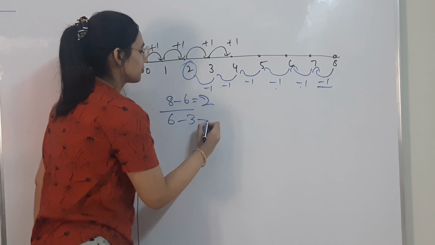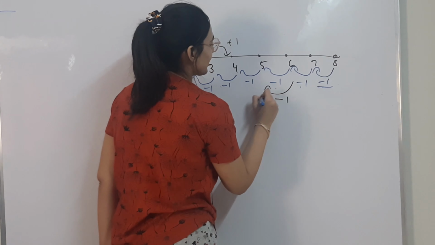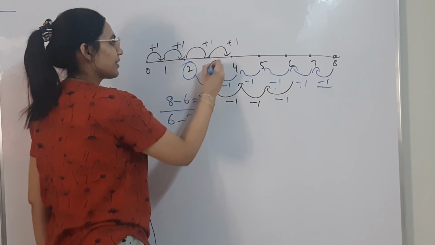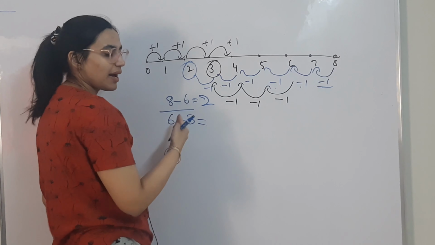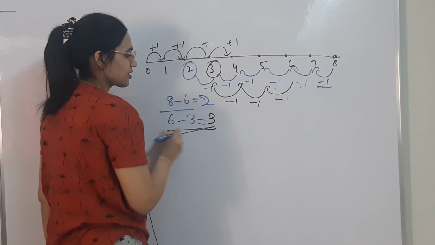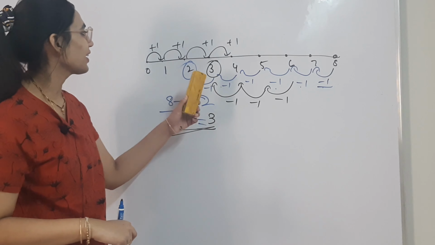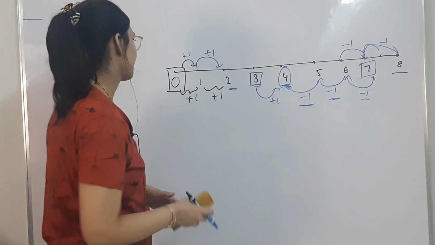6 minus 3. Okay. Subtract 3 times. Where did we land at? 3, because 1, 2, 3, we are coming back. So 6 minus 3 is 3. That's how you subtract using a number line.